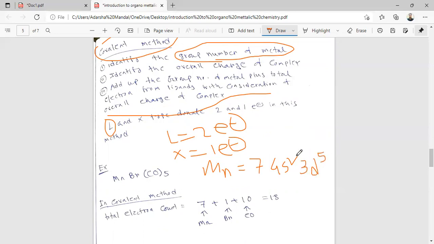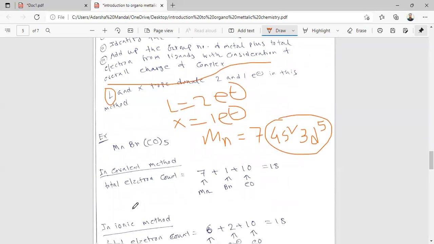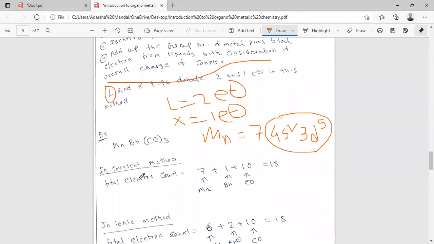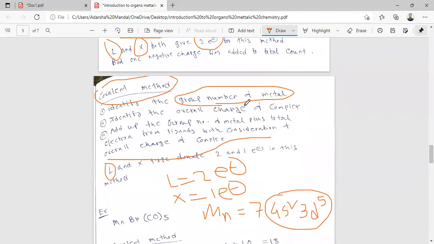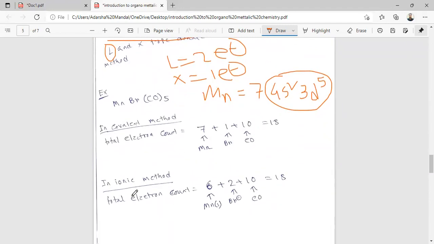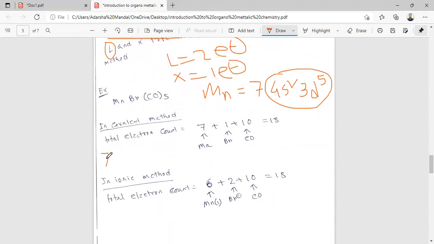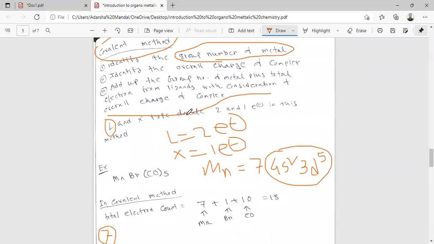So in the valence shell, manganese has a total of 7 electrons. First I will count using the covalent method. For the covalent method, we first have to identify the group number of the metal. For manganese, the group number is 7, and next we will identify the overall charge of the complex.